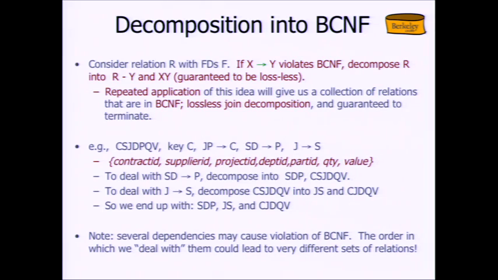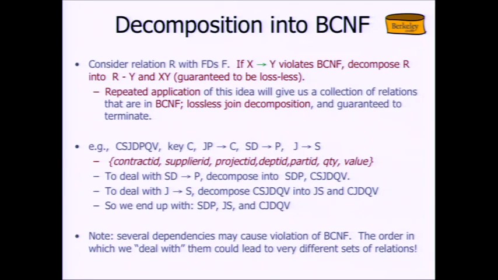It's also going to terminate. The argument is pretty simple. You're always making things smaller. You can only do this n times if you have n columns. Right? You run out of columns to tear off at some point. So that's great. So we can get a lossless join decomposition to BCNF always. And lossless join is our touchstone for correctness, so we can always get BCNF, and it's good.